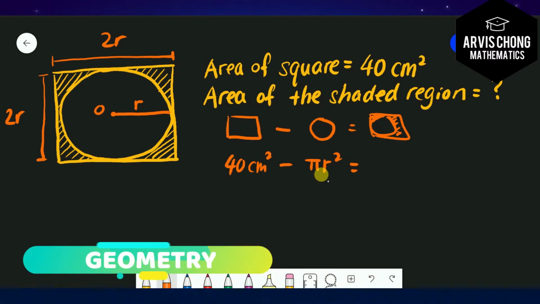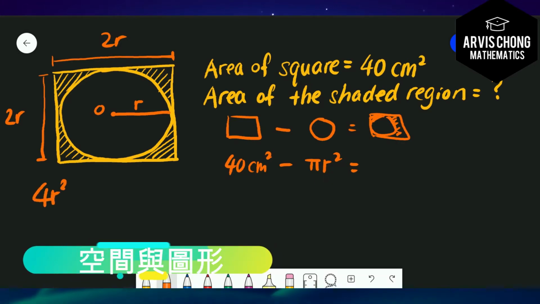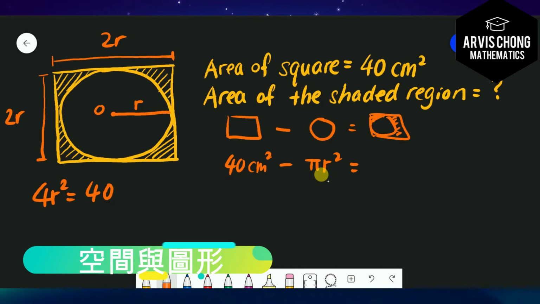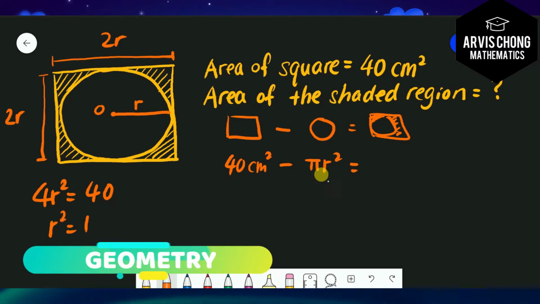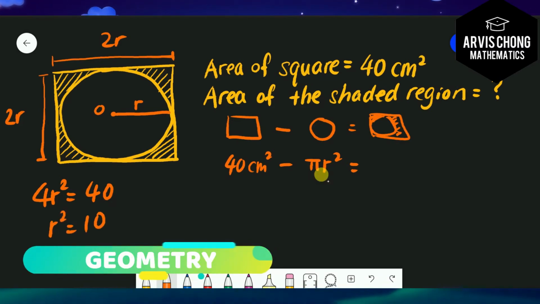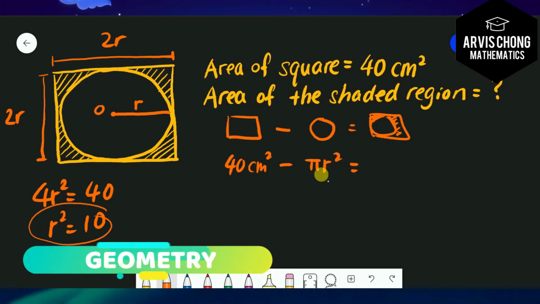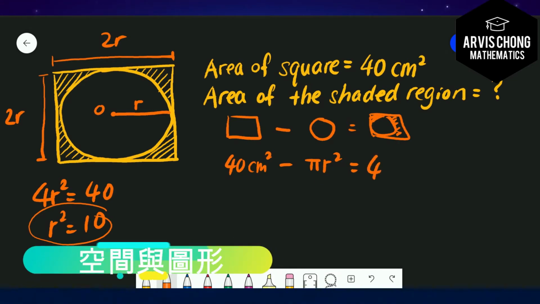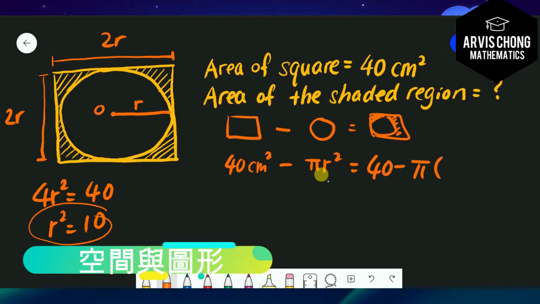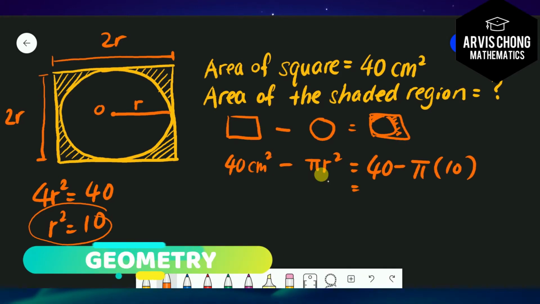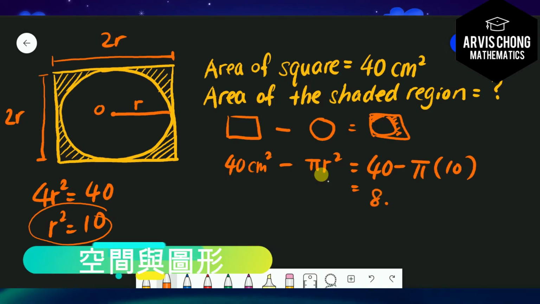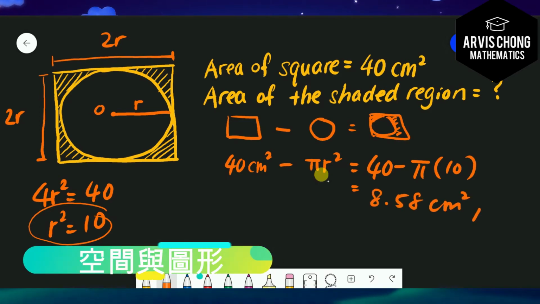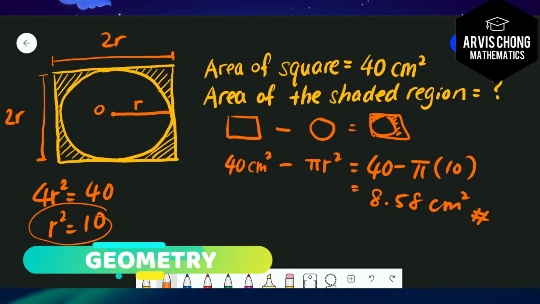The area of the square is 40 centimeters squared, so multiplying these together, we get 4r squared equals 40, and then r squared is 10. From here, we can substitute this value of r squared into the equation. Our answer would be 40 minus pi times 10. If you type it into your calculator, you will get 8.58 centimeters squared as your final answer, rounded to 3 significant figures.